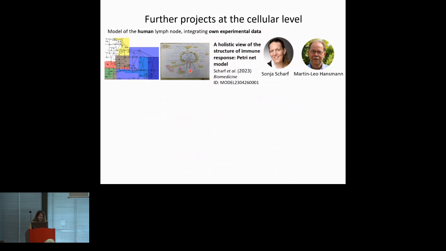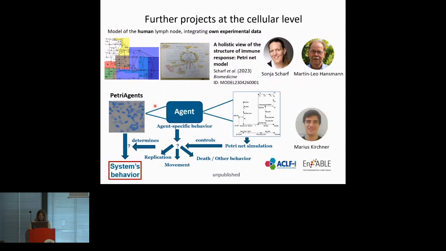So Sonja can read these paintings developed by Martin Leo Hansmann, the pathologist in the group, and she translated that painting into a Petri net. Here the compartments are color-coded, so I will not go into detail. And she also involved our own experimental data, meaning imaging data of the human lymph nodes at specific disease states. That is a very interesting collaboration, and she did that with PetriNet.